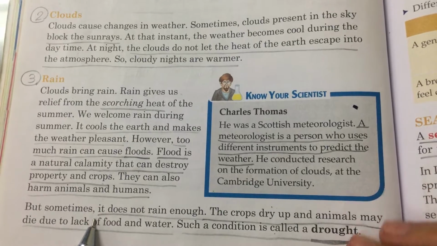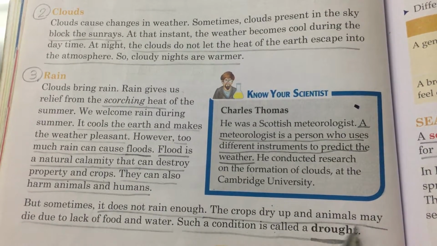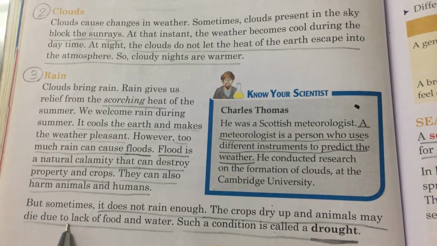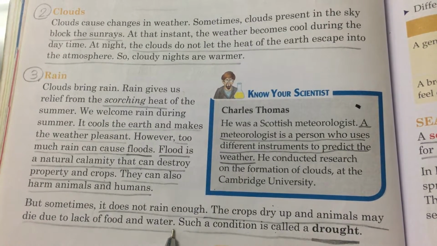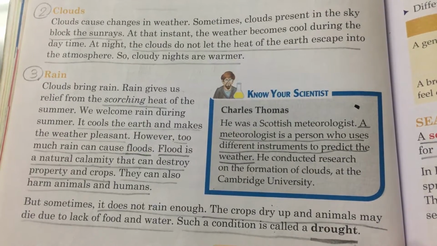But sometimes it does not rain enough. The crops dry up and animals may die due to lack of food and water. Such a condition is called a drought.